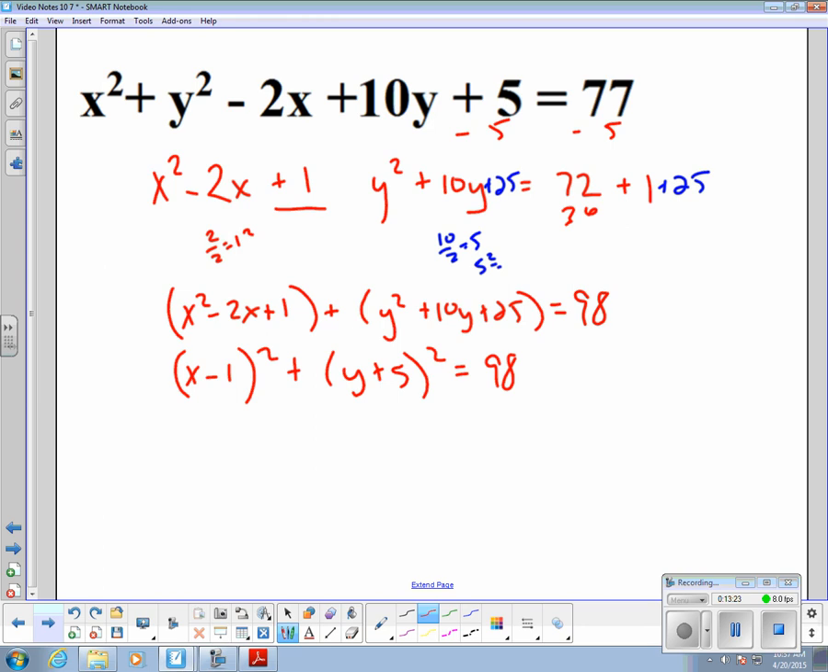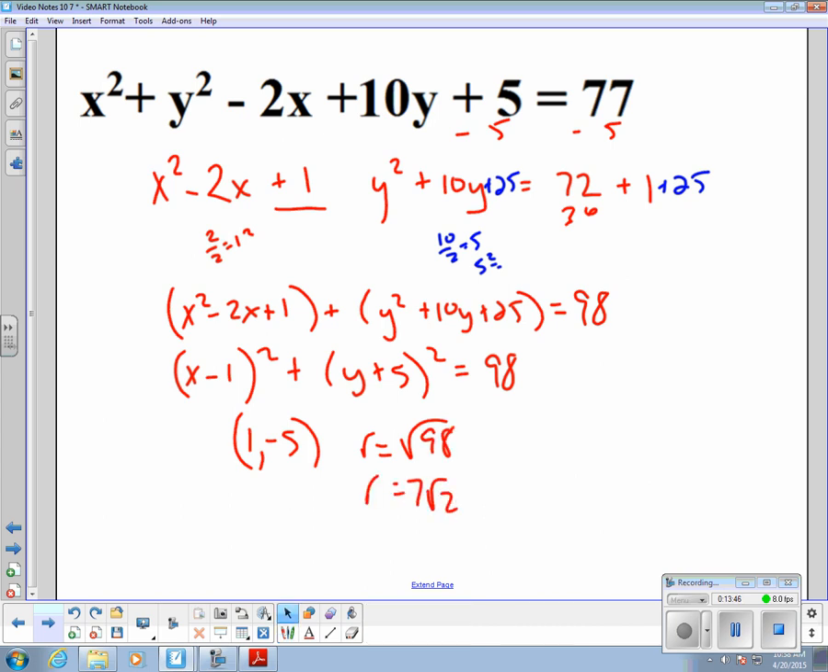Now, how did I know it was a negative 1? Because if the 2 in the middle is negative, that's going to have to be a negative number there, because 2 negatives make a positive on the end. But if that middle number is positive, that number is going to be positive, just like on the second set. So my center will be (1, -5), and my radius will have to be the square root of 98, which simplifies into 7 square root of 2. And there's one of those 4 example problems worked out.